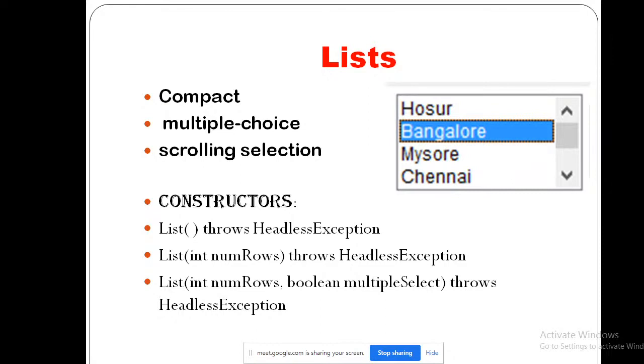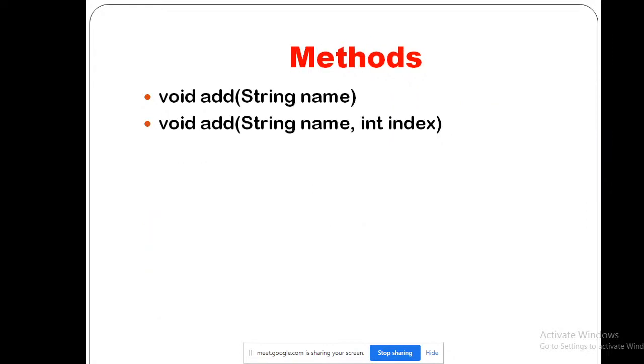So if you want to give the end user an option to select more than one item, there is a need to create the list with the third type of constructor. Only then can we allow the end user to select multiple items.